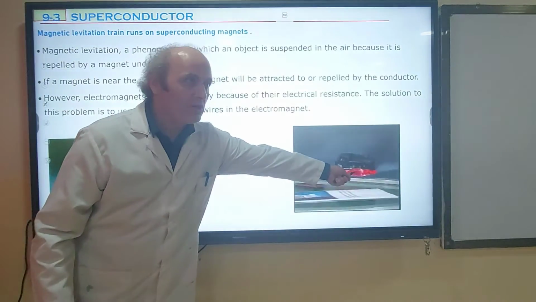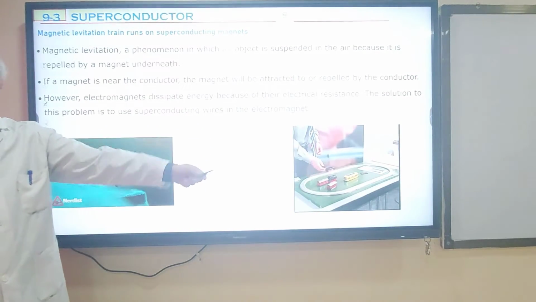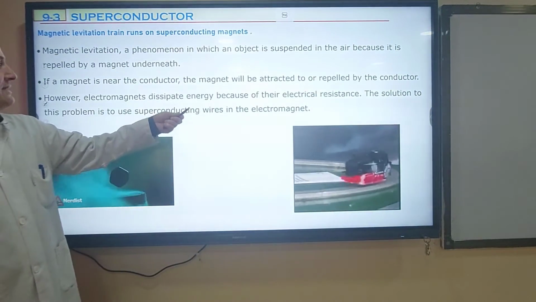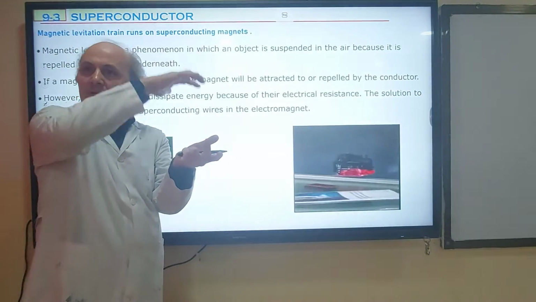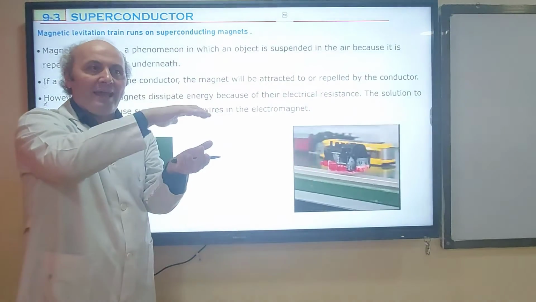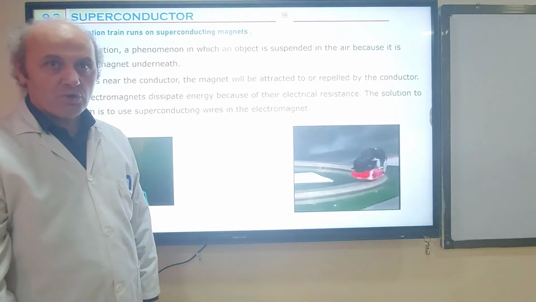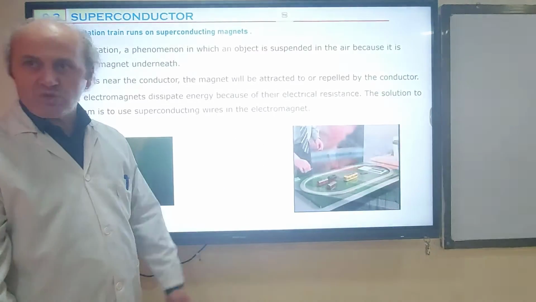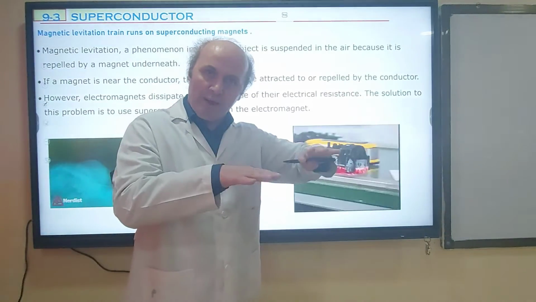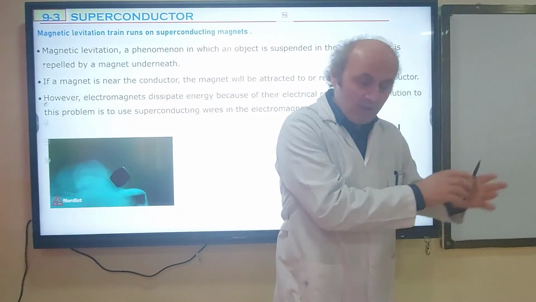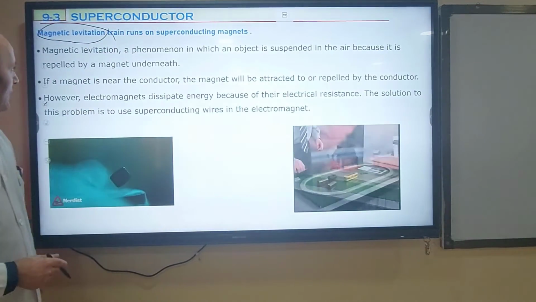And this is the model for high-speed trains. High-speed trains are done this way. They use superconducting wires in the electromagnets and produce a very strong magnetic field, keeping these trains suspended in air and decreasing the friction. If friction decreases, the speed of the train becomes very high. High-speed trains use superconducting magnets, electromagnets, to stay suspended, which is called magnetic levitation. Fourth one.